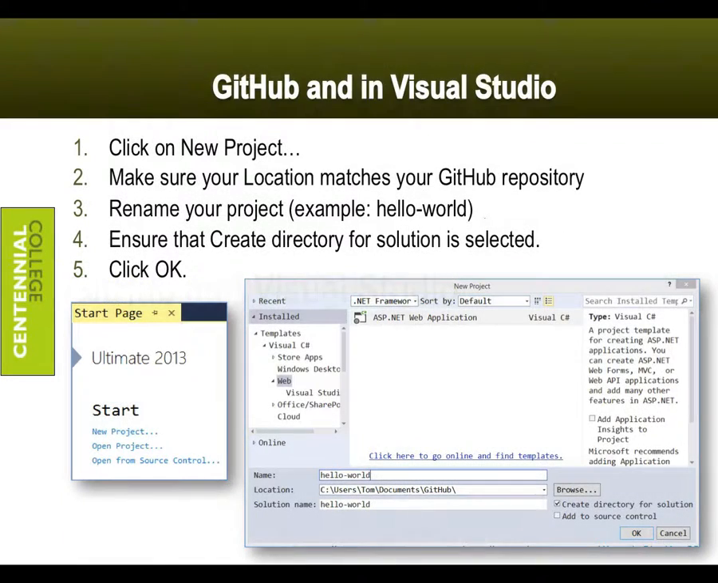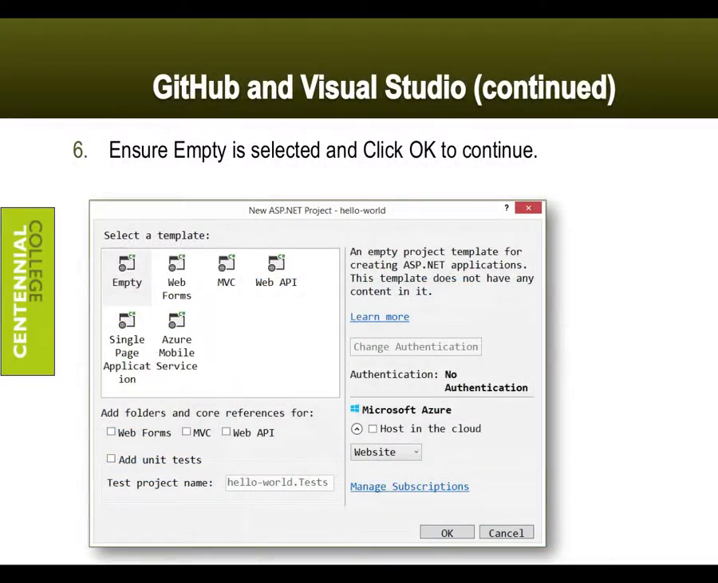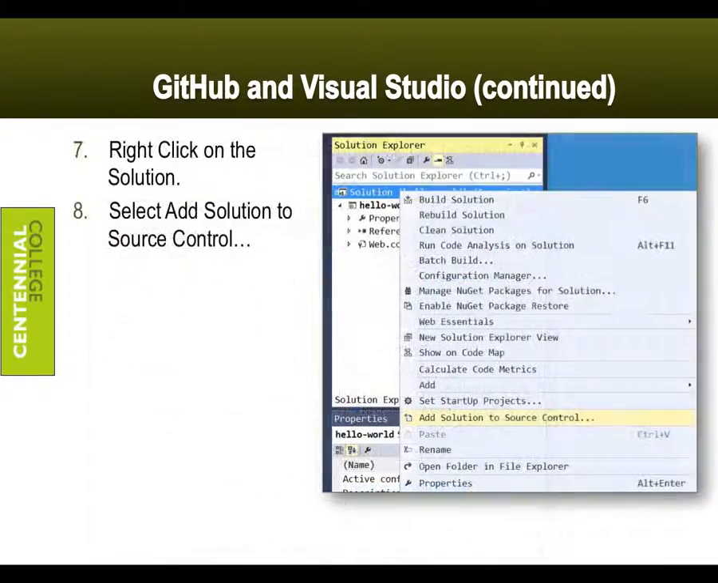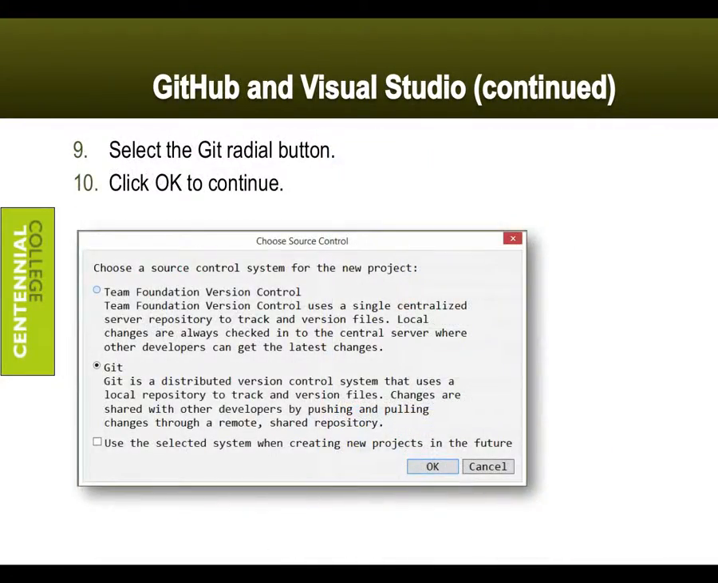And then syncing up with Visual Studio, as we said, you create your first project, as an example, and you add your solution to source control. You have these options: Team Foundation Version Control and Git. Always choose Git, and then use this selected system when creating any project. Check that as well, so it's always Git.